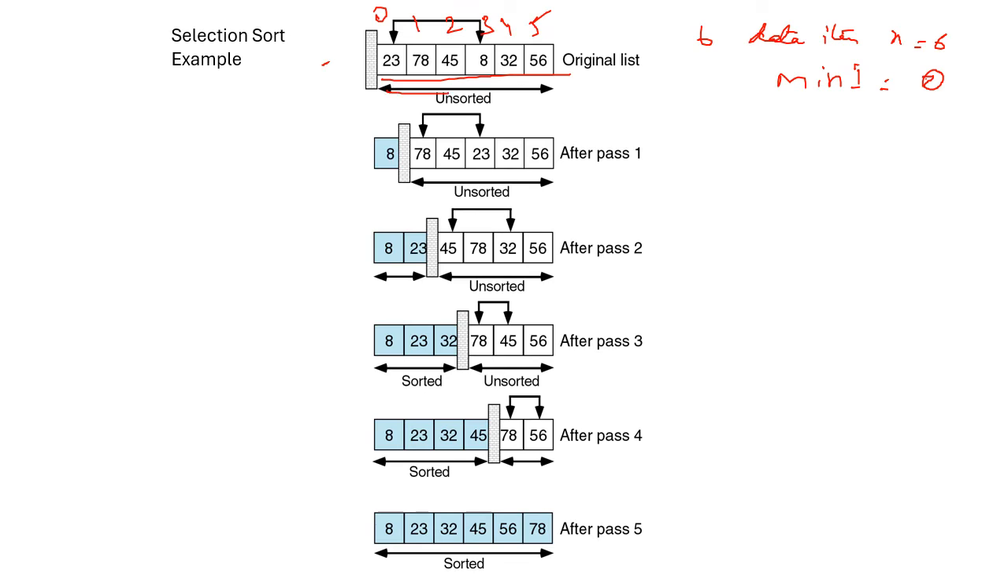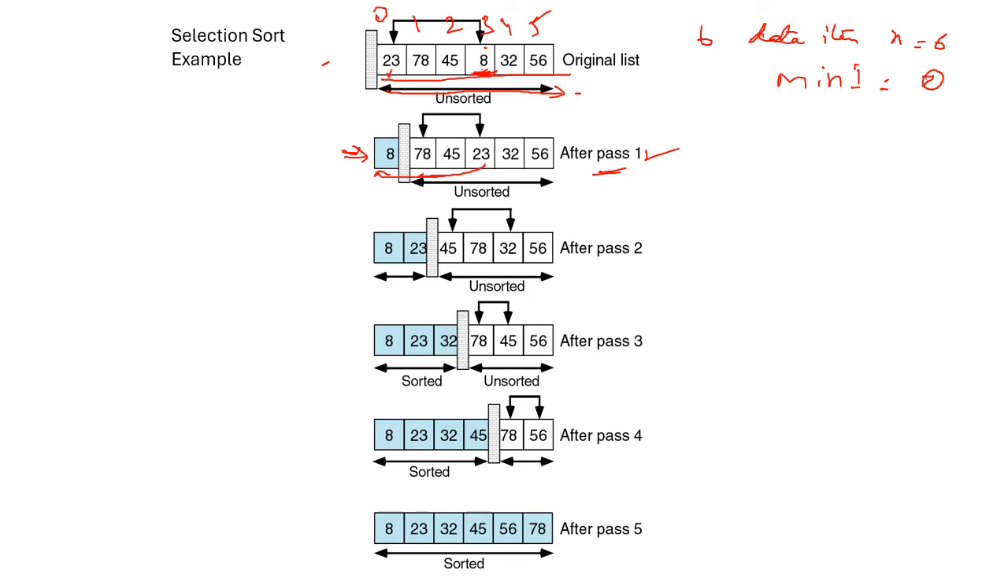And all the items are located in the unsorted portion. Now we have to find the minimum value in this array. 8 is the minimum value. So 8 should be replaced with 23, that is the first index, right? So 8 and 23 are exchanged. That is, 8 got its right position at pass 1. After pass 1, the first index is placed in its right position.